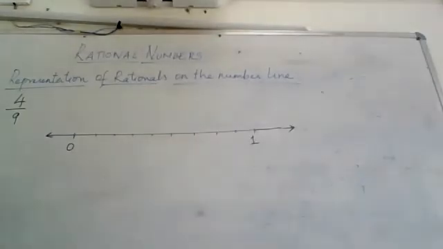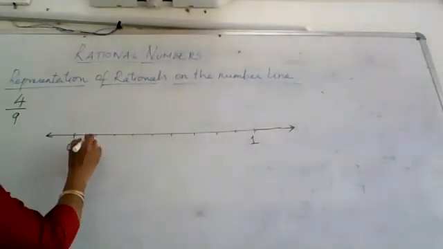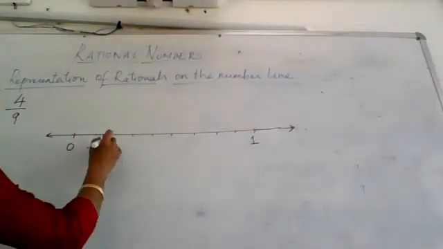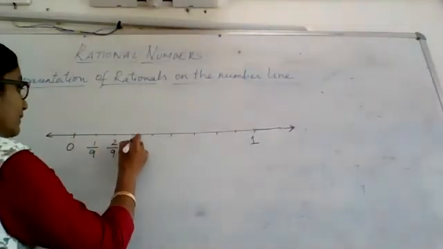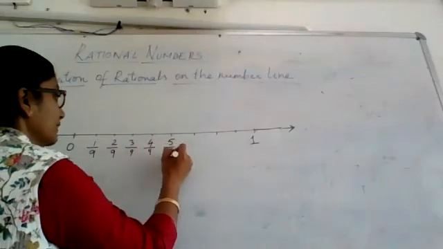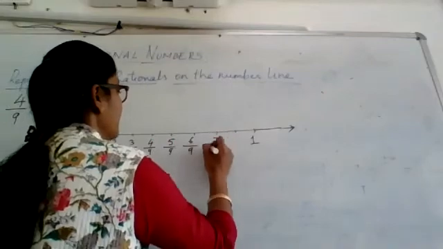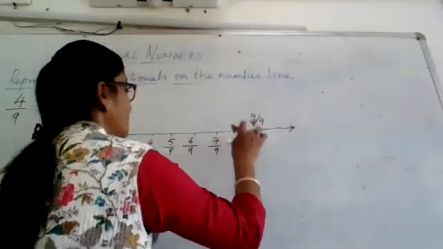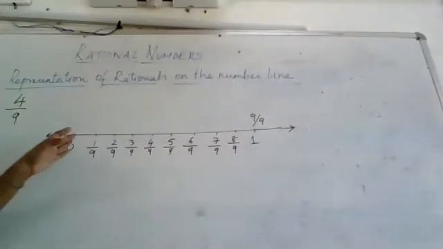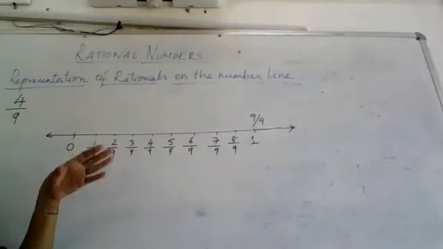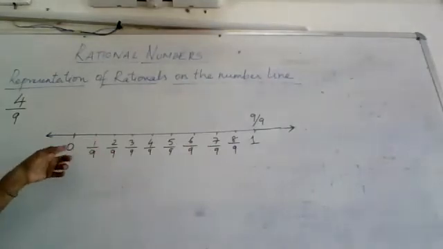Right? So this first one will represent 1 out of the 9 parts that you have. So the second, obviously, will be 2 by 9. This will be 3 by 9, 4 by 9, 5 by 9, 6 by 9, 7 by 9, 8 by 9. And your 9 by 9 is going to become 1. So you have divided the number line between 0 and 1 into 9 equal parts. And each part will be 1 out of the 9 parts.